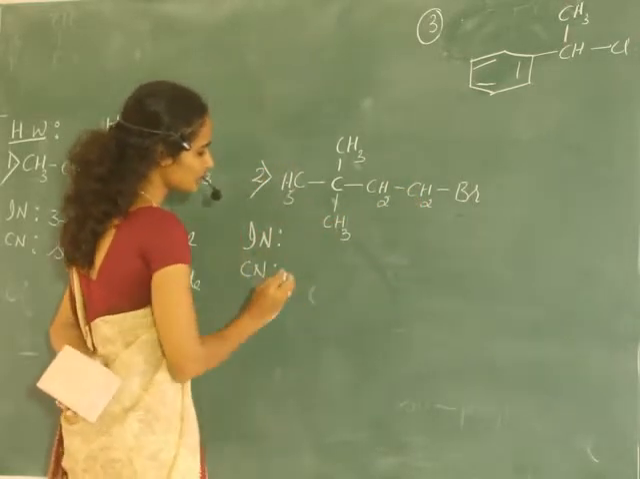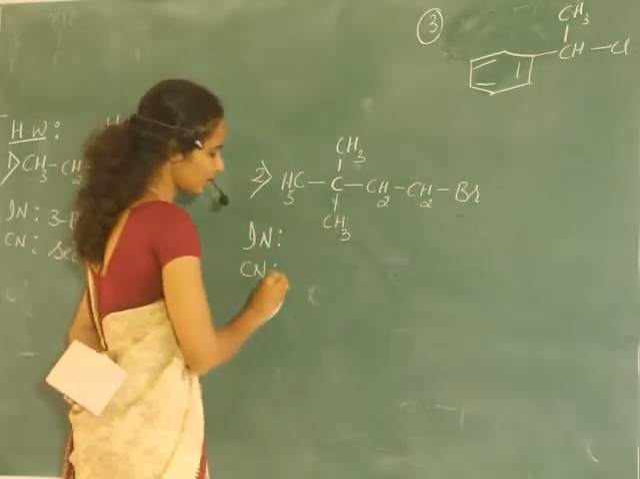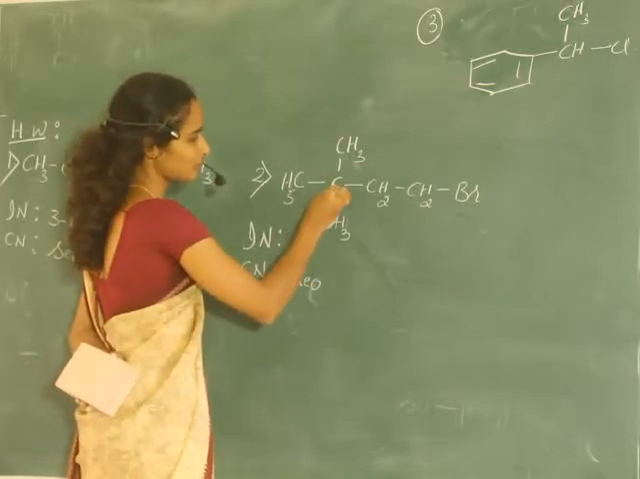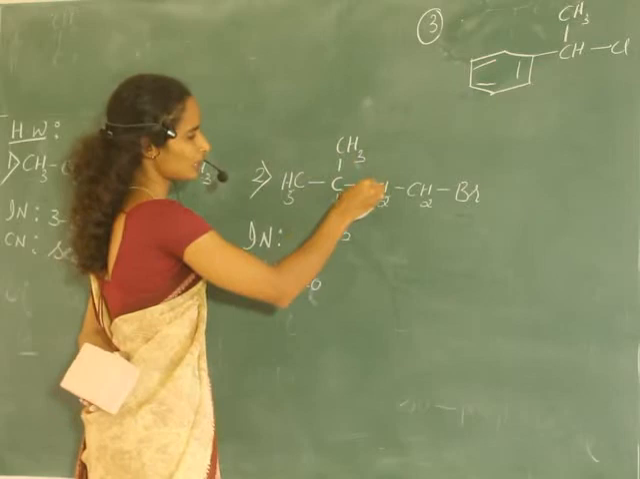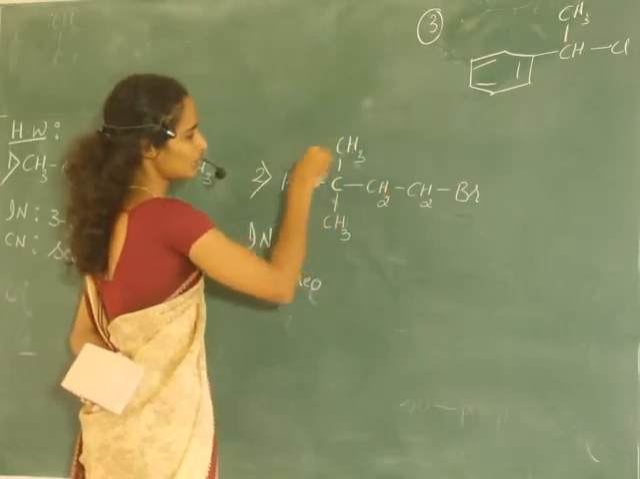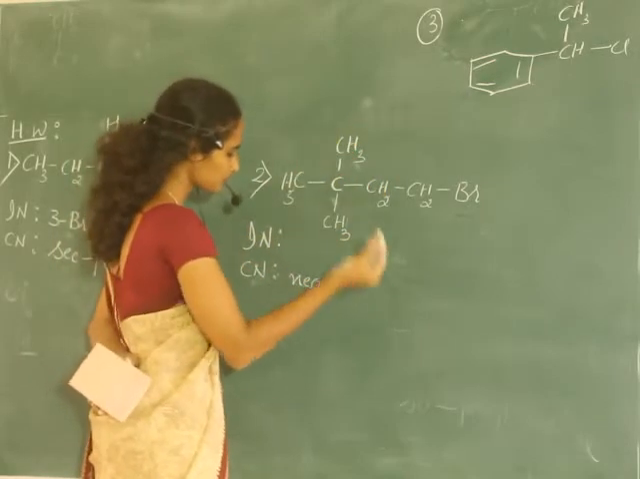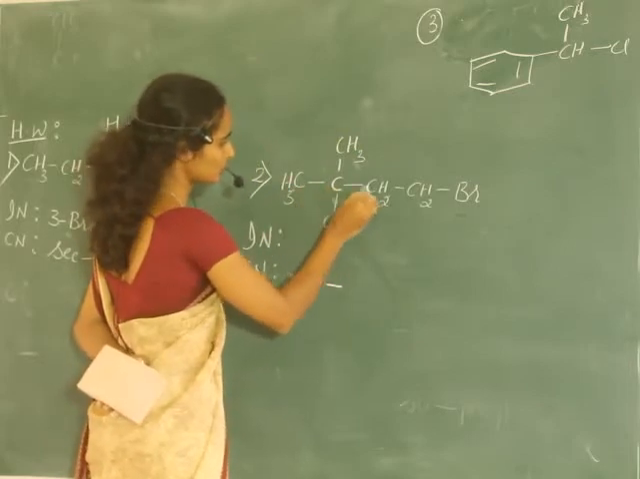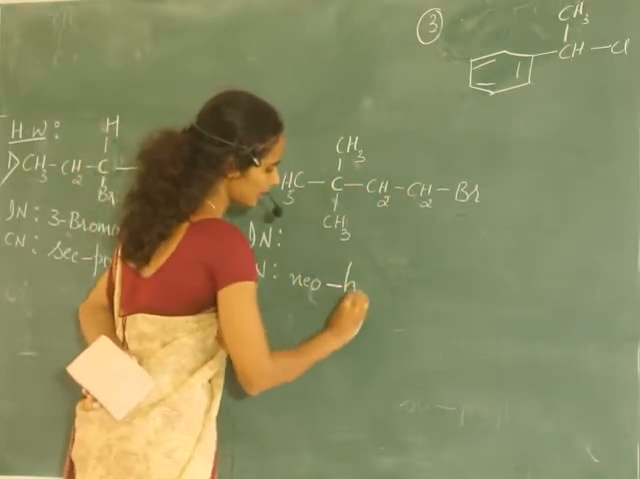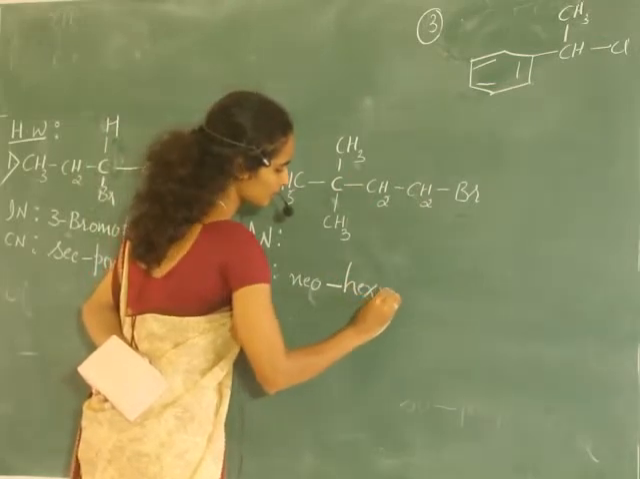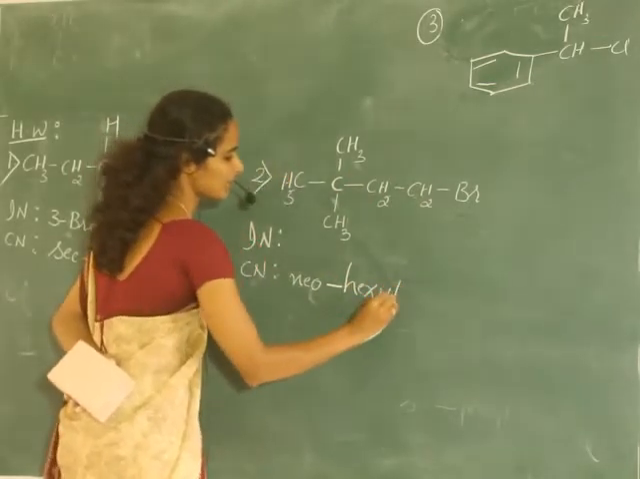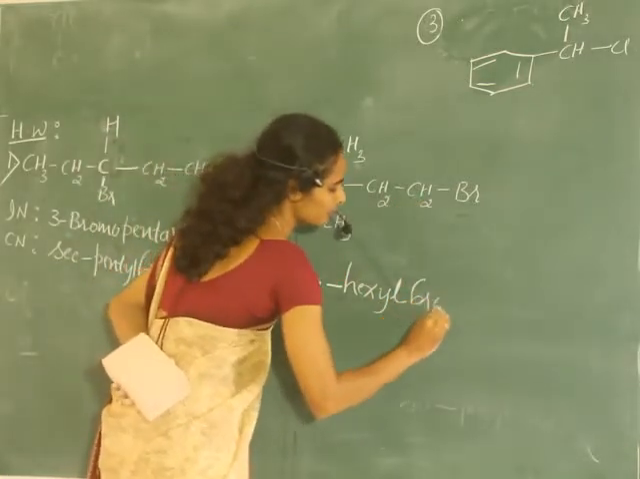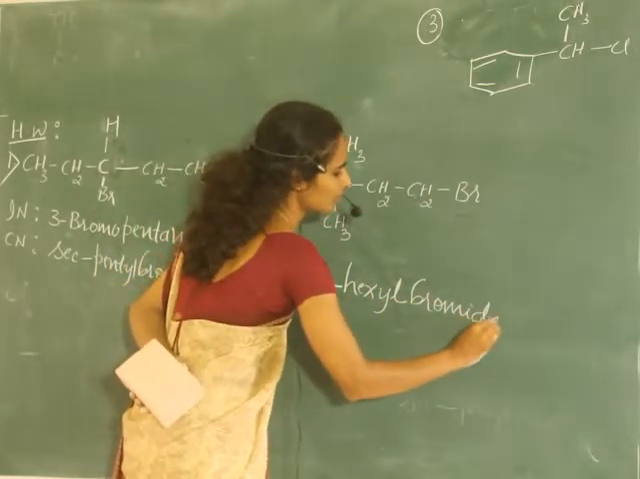Now, the name of this compound, the common name I will write first, is neo. Why neo? This carbon atom is directly attached to 4 carbon atoms. Out of 4 carbon atoms, 3 are methyl groups. Neo, how many carbon atoms are there now? 1, 2, 3, 4, 5, 6. Hexyl. Neohexyl bromide.